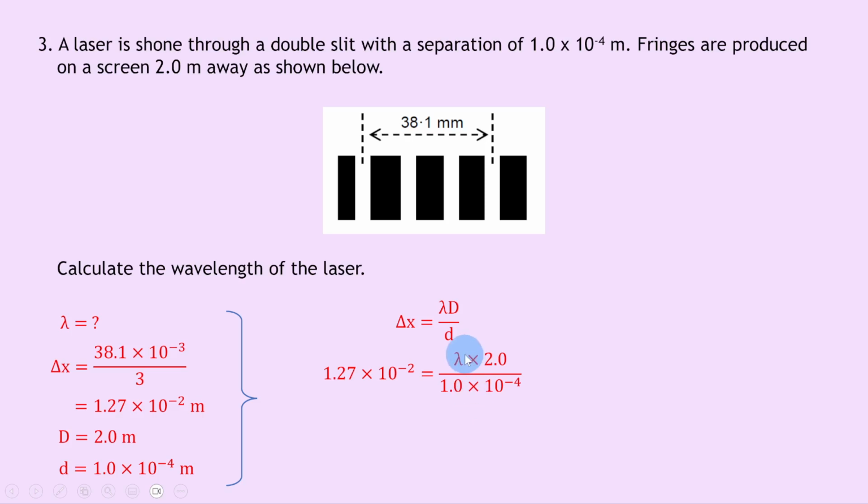And then to get lambda on its own, we can get rid of this denominator first of all, so we can multiply the left hand side by 1.0 times 10 to the minus 4, and that will give us some value. And then to get lambda, you'll want to divide both sides by 2.0, and if you put that into your calculator, you should get an answer for lambda of 6.35 times 10 to the minus 7 meters. Or in other words, 635 nanometers.